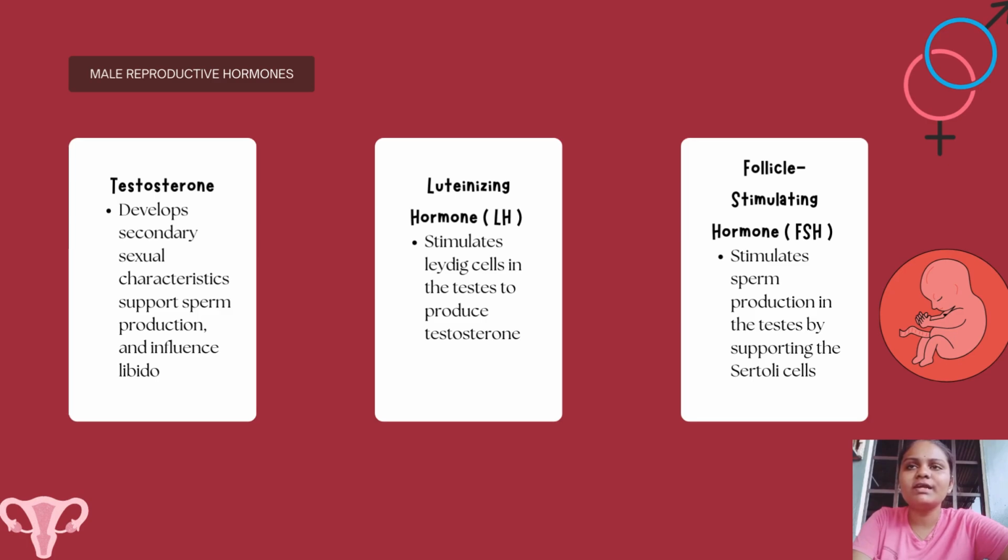These are the male reproductive hormones. Testosterone develops secondary sexual characteristics, supports sperm production, and influences libido. Luteinizing hormone stimulates Leydig cells in the testes to produce testosterone. Follicle stimulating hormone, which is called FSH, stimulates sperm production in the testes by supporting the Sertoli cells.